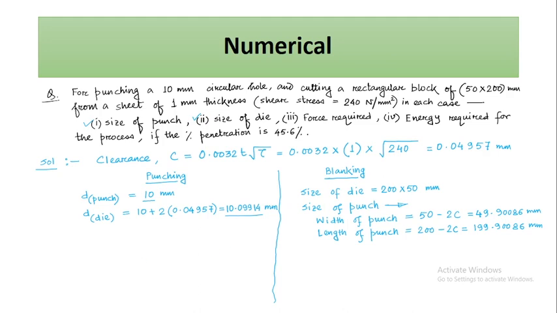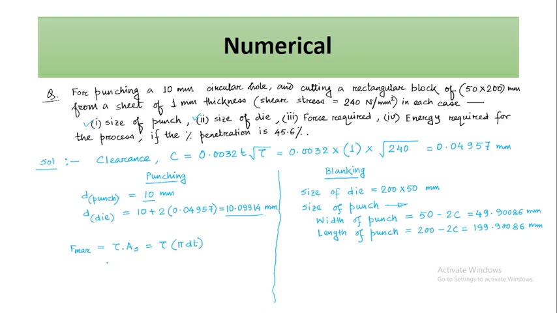Now we are asked to find out what will be the force required. Basically we will find out the maximum force required for the shearing operation. The maximum force required is the ultimate shear strength of the material into the shearing area. In this case, the shearing area is pi into d into t, because it is a circular hole. So we can write it as tau into pi into d into t.